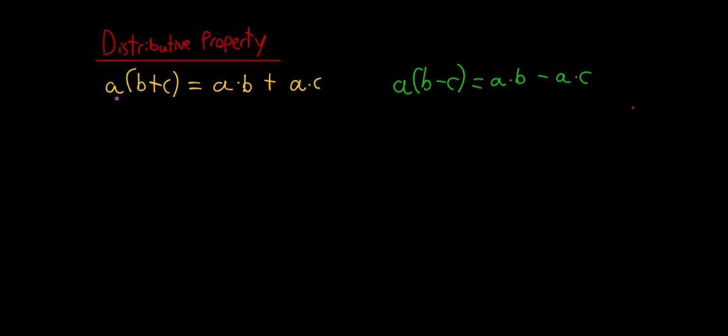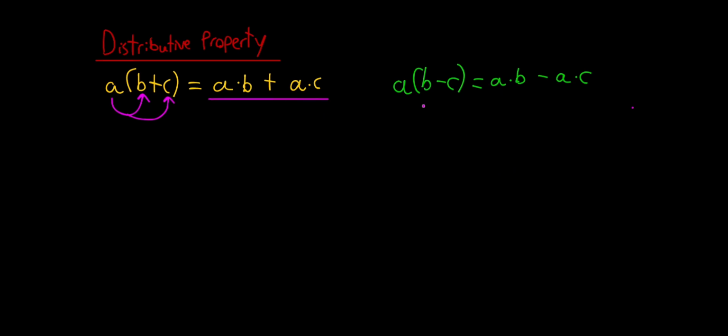Let's take the expression on the left, the one in yellow. So we have this letter A here, and what we're going to do is multiply, or distribute, A to every term inside of these brackets. So you can see that we're adding B and C. Here we're going to go A times B plus A times C, which gives us this expression on the right there.